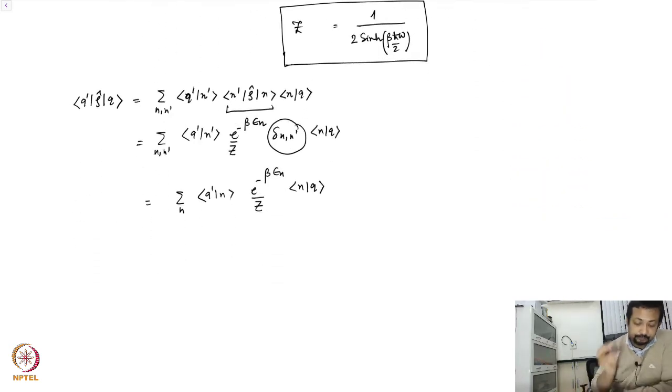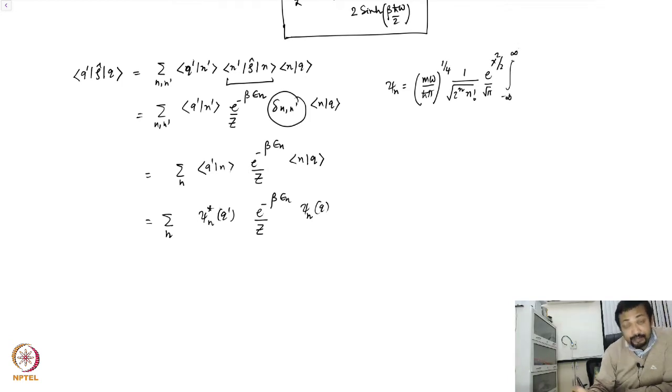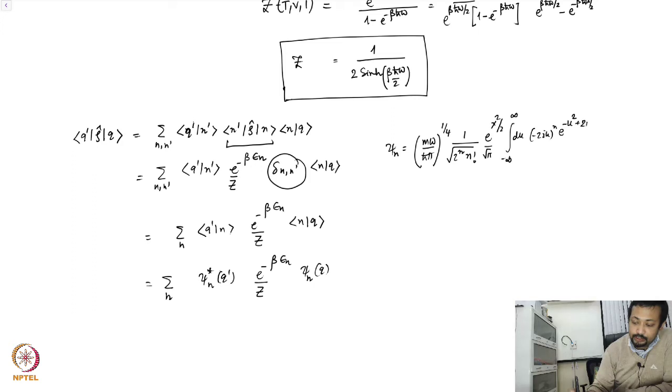Right. So this is sum over n. This quantity is psi star n of q prime e to the power minus beta epsilon divided by z, and this quantity is psi n of q. So psi n of q, as we have seen, was m omega over h bar pi to the power 1/4, 1 over square root 2 to the power n n factorial, e to the power minus x squared by 2 over square root pi, and then I have this integral representation of the Hermite polynomial, which I use over here, minus u square plus, was there a 2 factor there? Yeah, plus twice i u x.